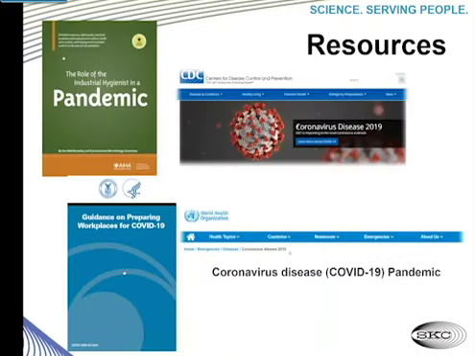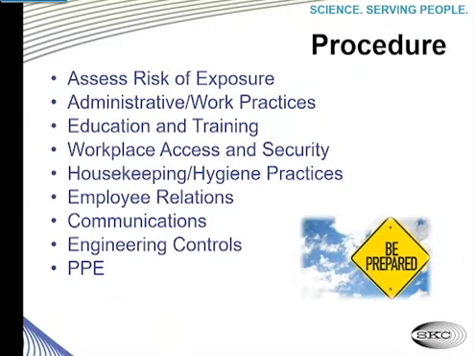We're not doing this alone, and we're using many resources such as the CDC and WHO websites, OSHA guidance on preparing workplaces for COVID-19, and also the book The Role of the Industrial Hygienist in a Pandemic from the American Industrial Hygiene Association. These are great resources with clear and organized information and very useful during these difficult times. This was the procedure that we followed to prepare the emergency plan. I will describe each of the components briefly in the upcoming slides.